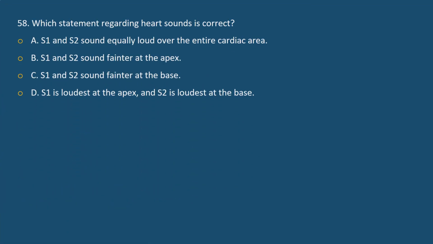Question 58. Which statement regarding heart sounds is correct? A. S1 and S2 sound equally loud over the entire cardiac area. B. S1 and S2 sound fainter at the apex. C. S1 and S2 sound fainter at the base. D. S1 is loudest at the apex and S2 is loudest at the base.